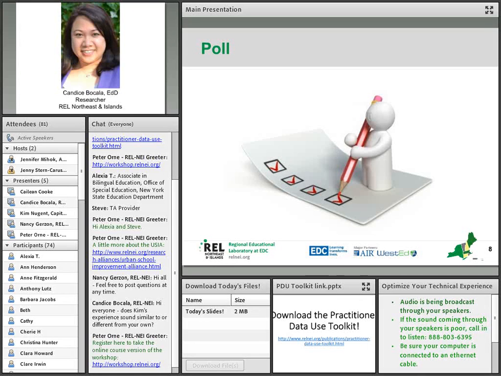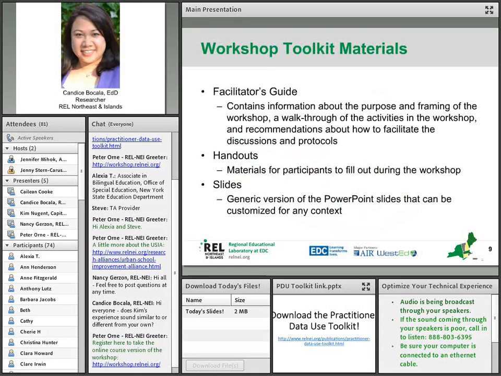The materials contained in the toolkit itself are a facilitator guide, which has the talk out loud. If you are a coach or a professional development provider or a teacher, you're used to these kinds of guides. They walk you through the activities. They provide recommendations for language to use, discussion prompts and questions to use, and they talk a little bit about how to frame the different discussions and protocols.